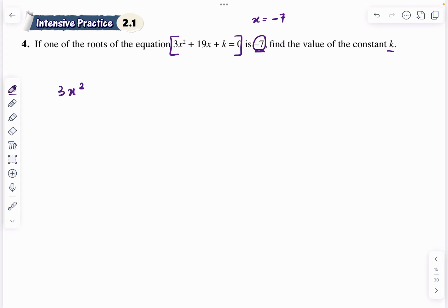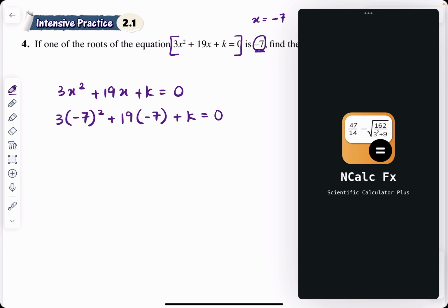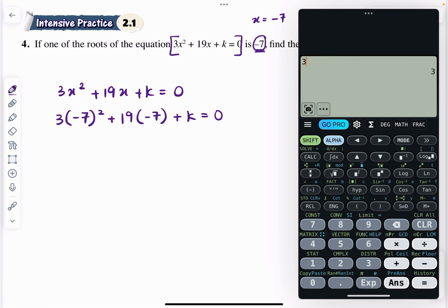So 3x squared plus 19x plus k equals to 0. So sub in the x value here, and make k the subject. So let's type this in our calculator. 3 times -7 squared plus 19 times 7. Sorry, -7.